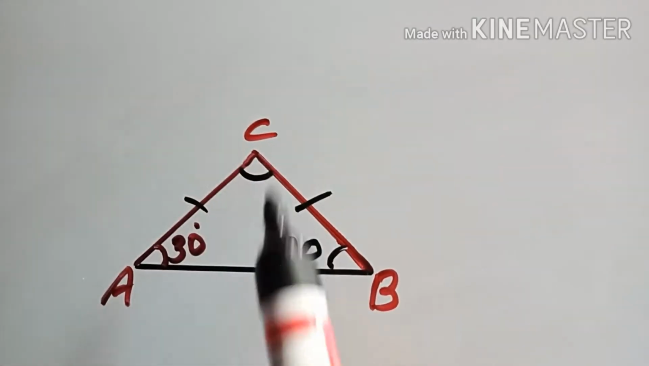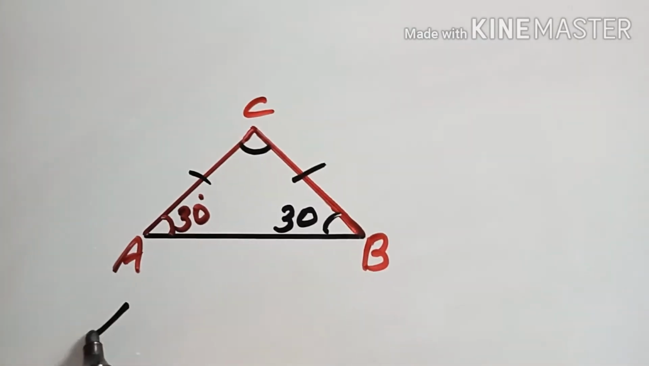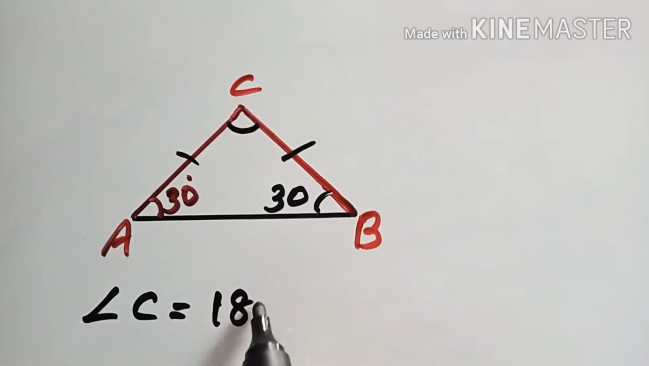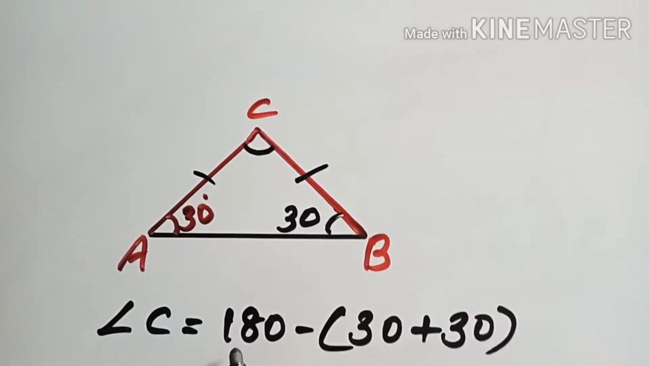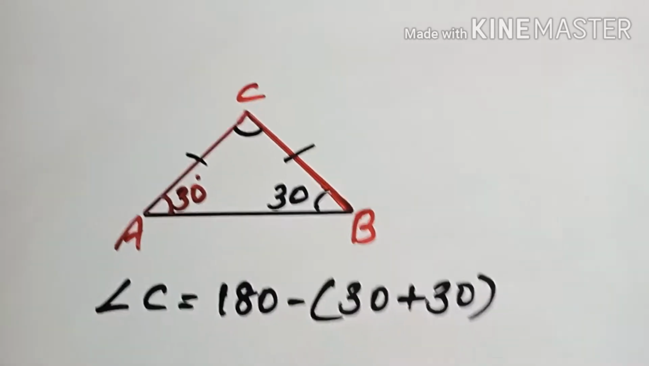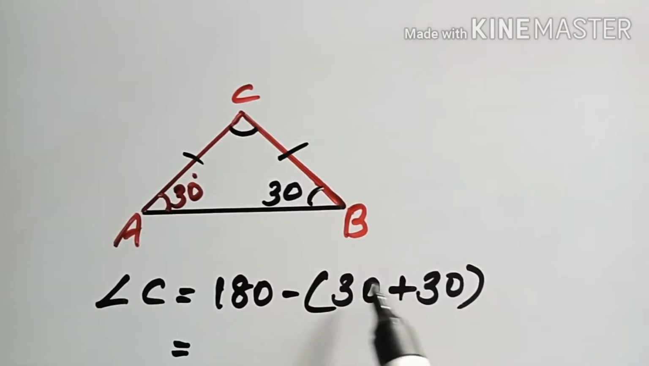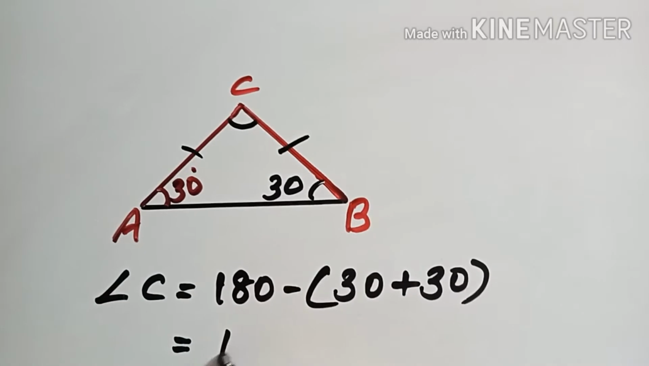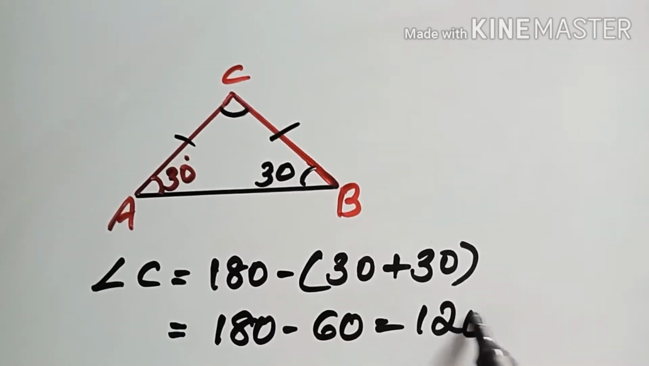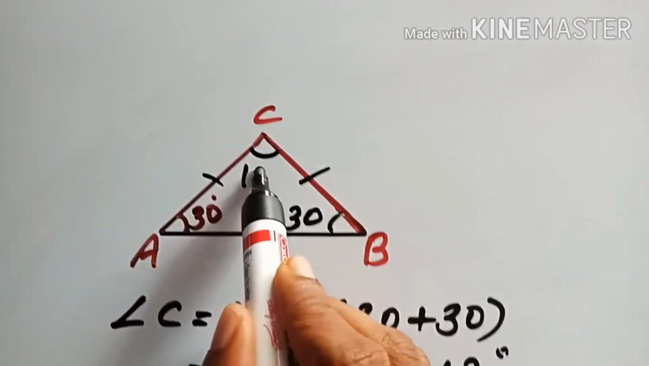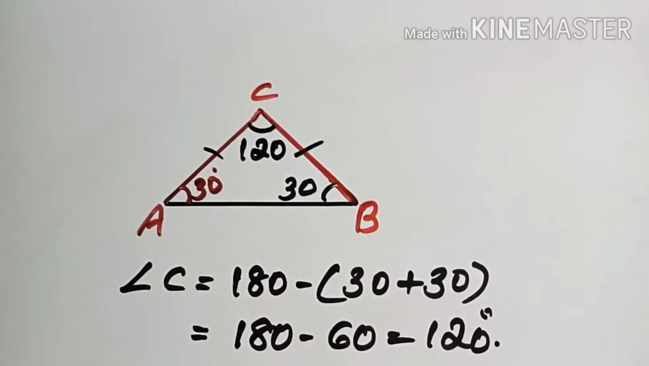Now to find the third one, angle C equals 180 minus (30 plus 30). The sum of the three angles is 180 degree. That's why 180 minus (30 plus 30). So 30 plus 30 is 60. 180 minus 60, the answer will be 120 degree. That means angle C will be 120 degree. This is the answer for the first one.